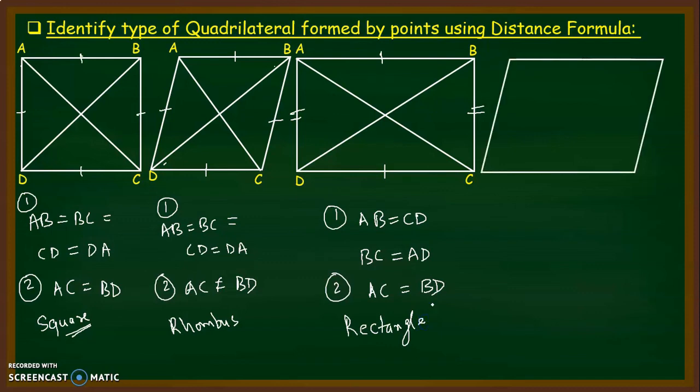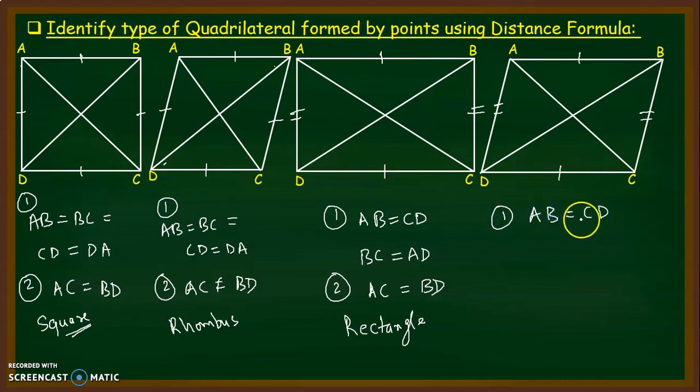And the fourth quadrilateral is a parallelogram. The property of a parallelogram is that the opposite sides will be equal, that is the first property. AB will be equal to CD and BC will be equal to AD, and the diagonals of the parallelogram will not be equal. So if AC is not equal to BD, but the opposite sides are equal, then we can say this will form a parallelogram.